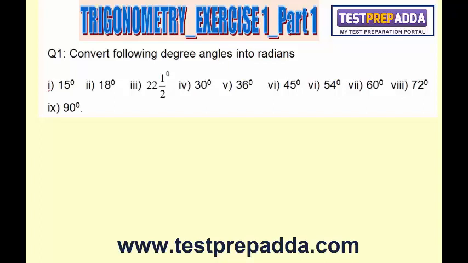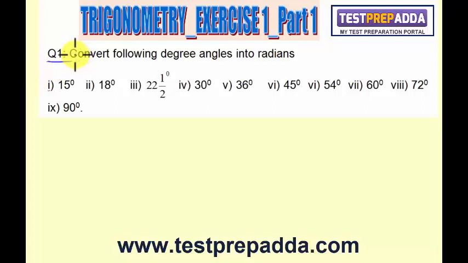Dear students, in the previous session of trigonometry, we discussed different systems for measuring angles. Two important systems were the sexagesimal system and the circular system for measuring angles. In the sexagesimal system, the unit was degree, and in the circular system, the unit was radian. Now we will talk about a few questions.